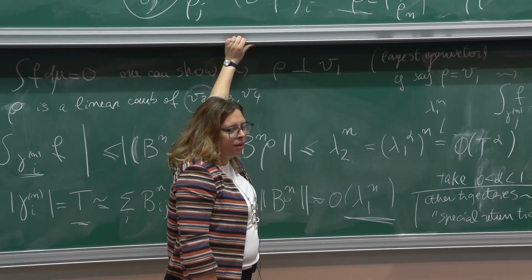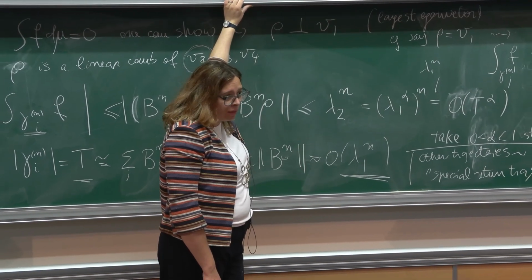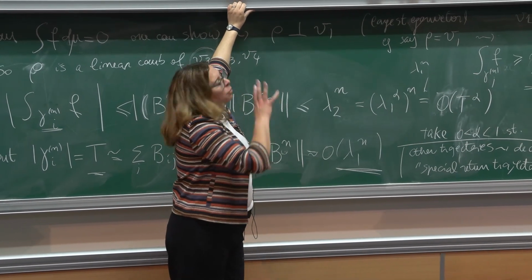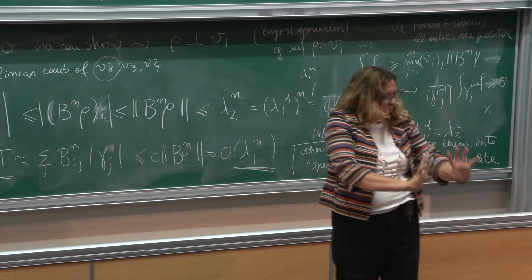How does one know that the eigenvalues lambda 1 and lambda 2 are different? Sorry, in this case it's a specific example, so you can just compute them and they are different.